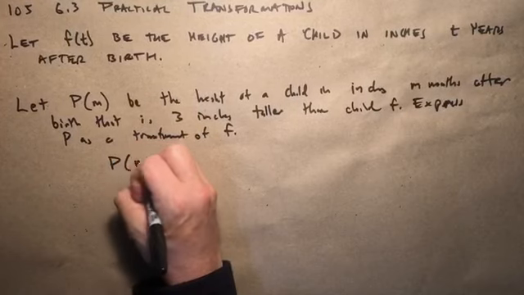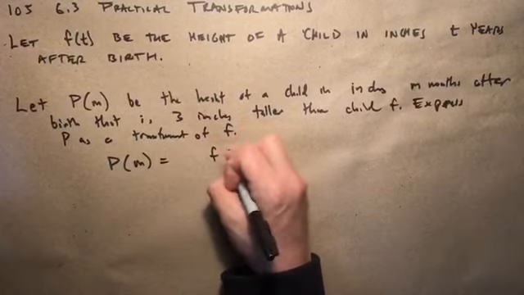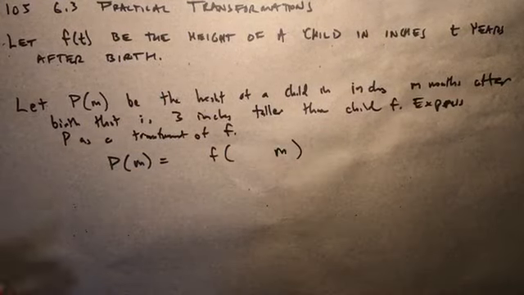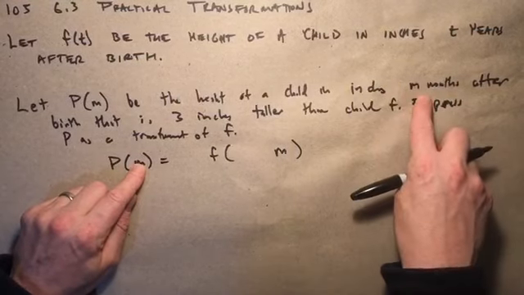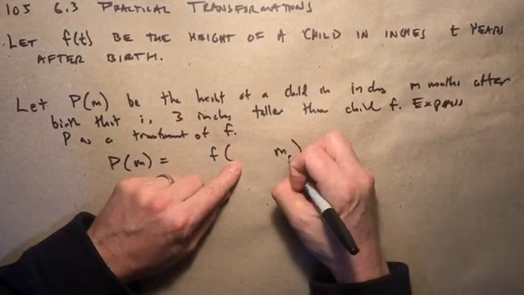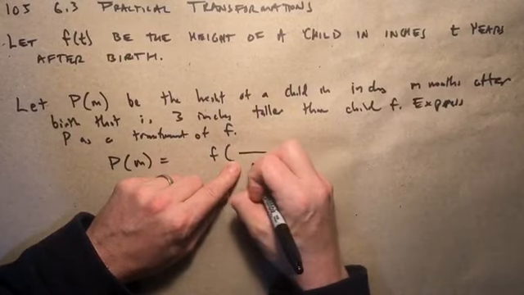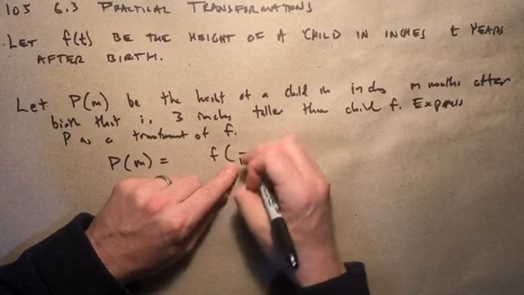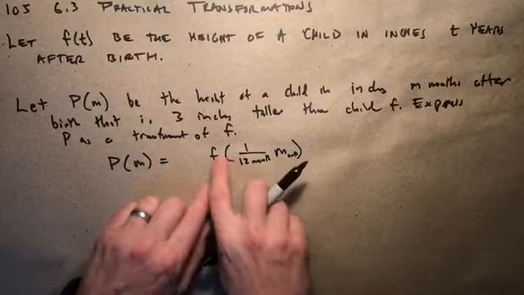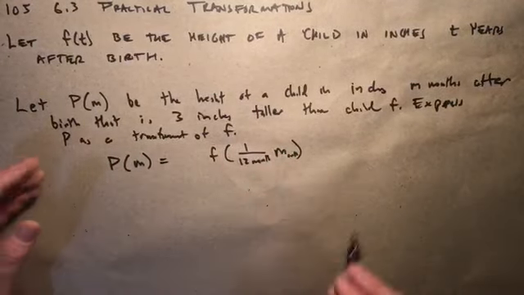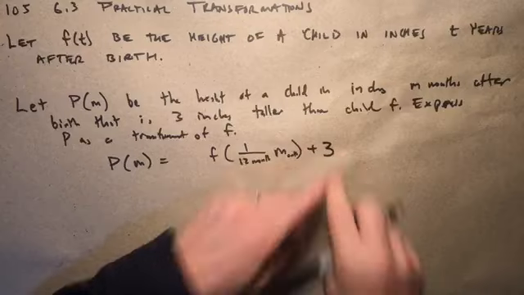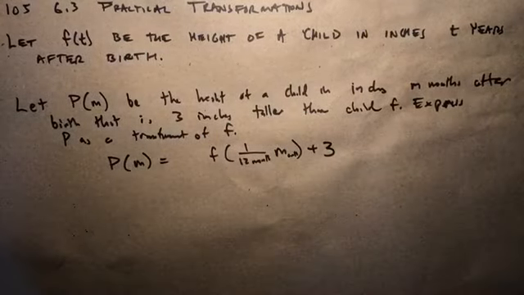We have p of m is equal to some function of f. The same variable has to go inside, and once again we see that m is in months. What goes inside f is years, and so we're going to have a conversion factor that's months. Months has to go down: 12 months, 1 year, and we've taken care of the inside piece. The outside piece, the height of this child is the same, but it's 3 inches taller. The output here is inches, the 3 there is inches, and we finished that problem.